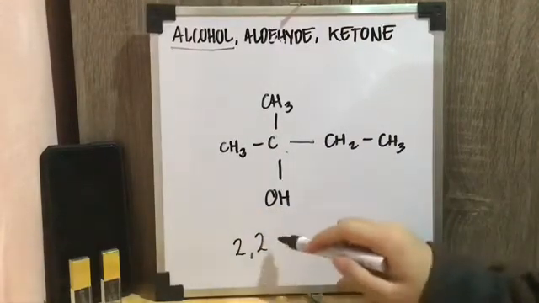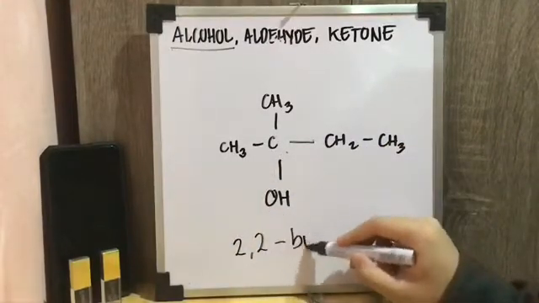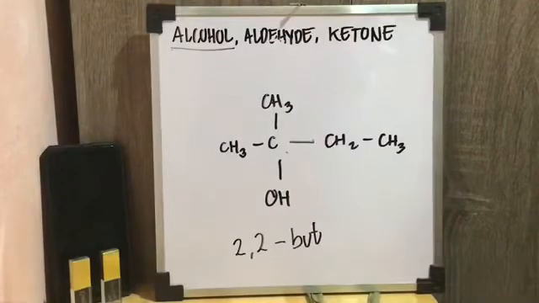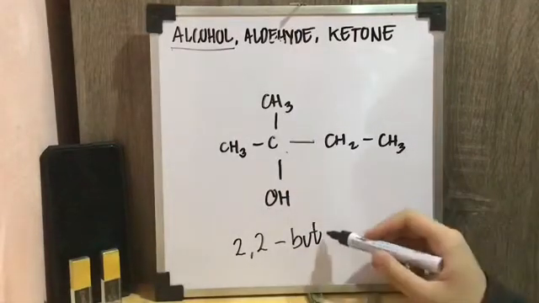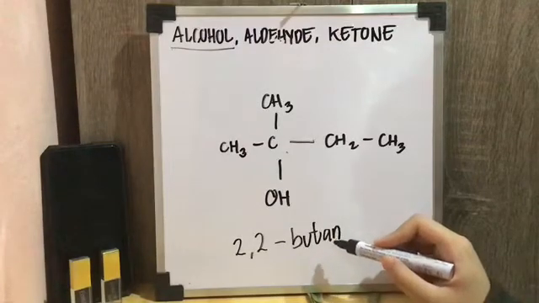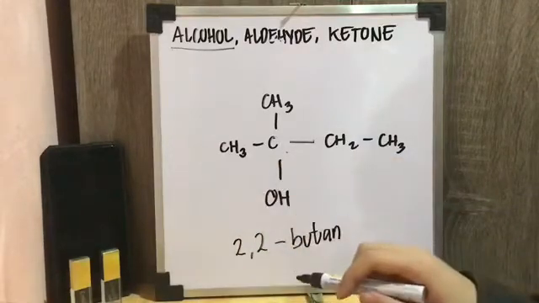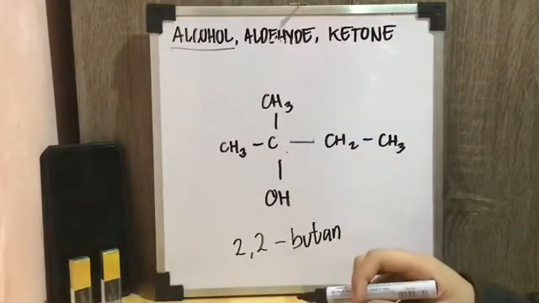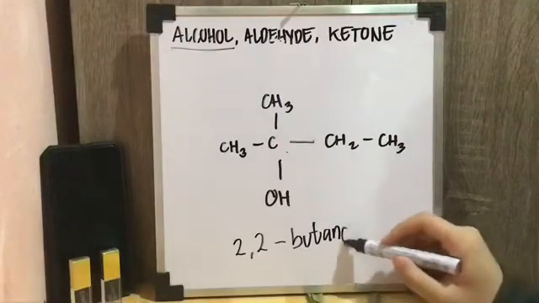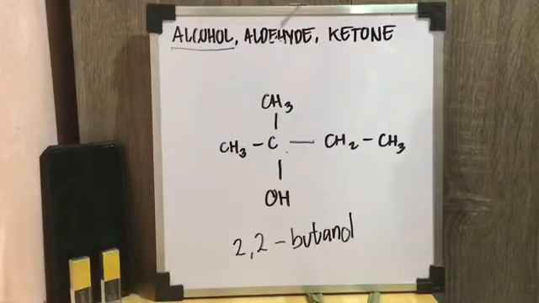So now we have 2,2, and since we have 4 carbons, we use but as our prefix, and since it is a single bond, we will be using "-an" to signify that there are only single bonds, and finally the suffix "ol" to signify that it is an alcohol. So our final name is 2,2-butanol.